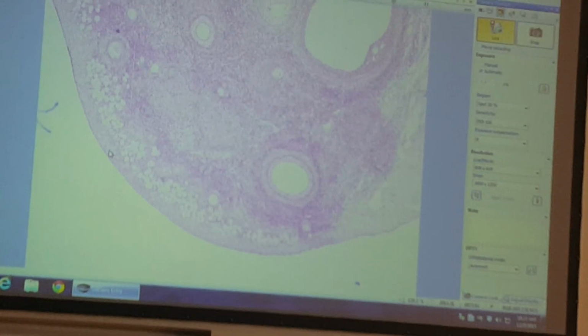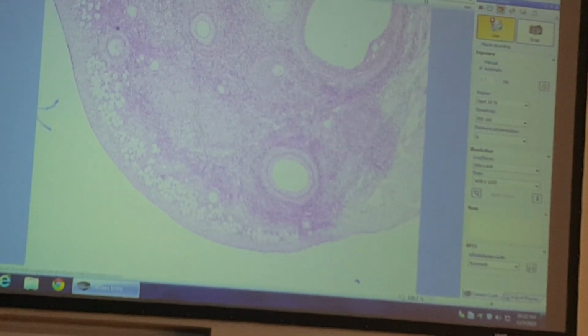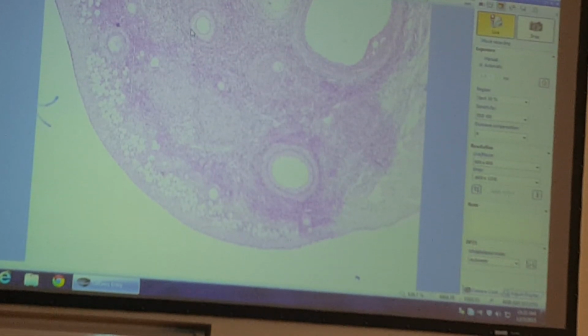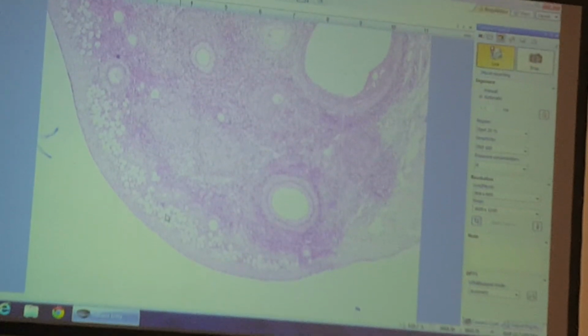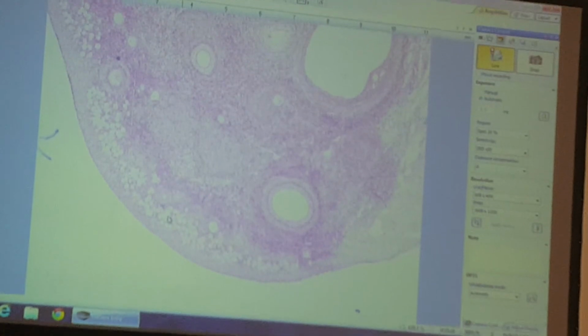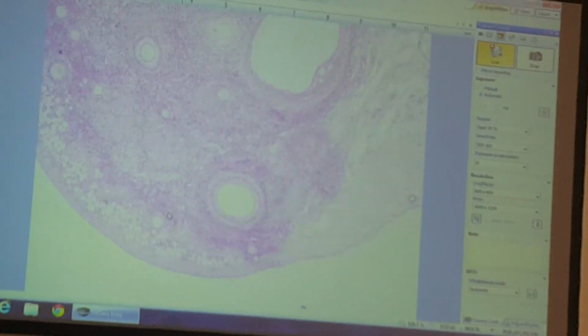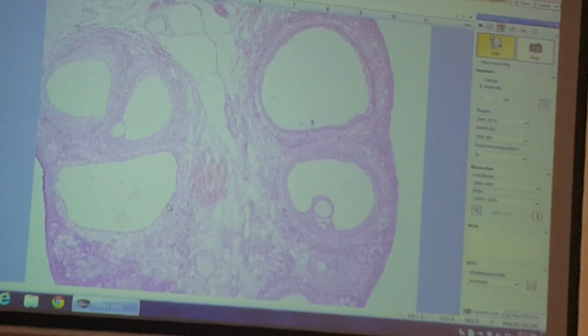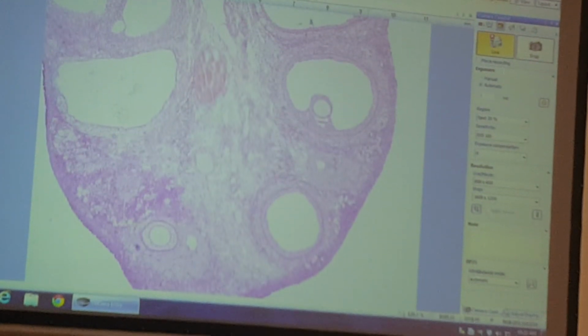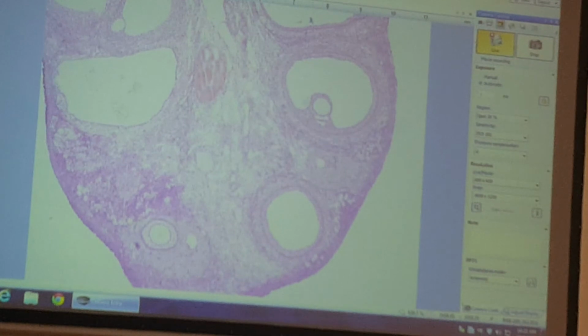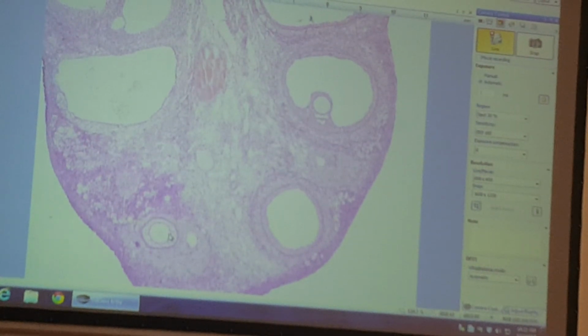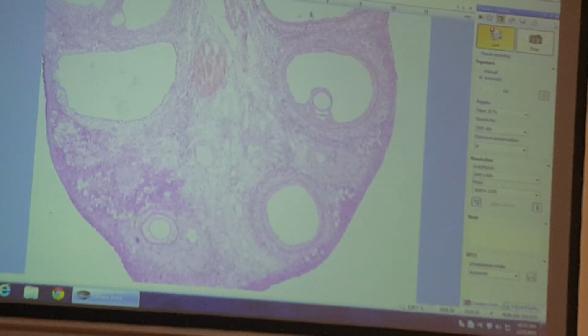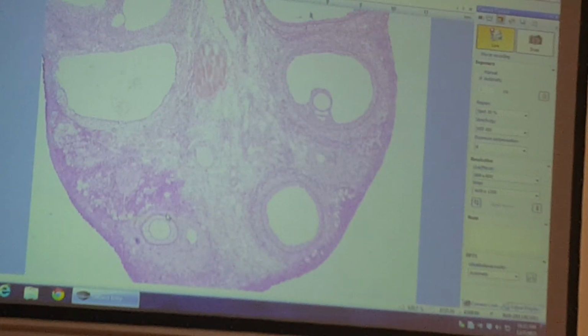Do a couple more of these. Move it around. What am I seeing here? Primary follicle. What am I seeing here? Primordial follicles. What am I seeing here? Graafian follicle. What am I seeing here? Primary follicle. Starting to see the difference?